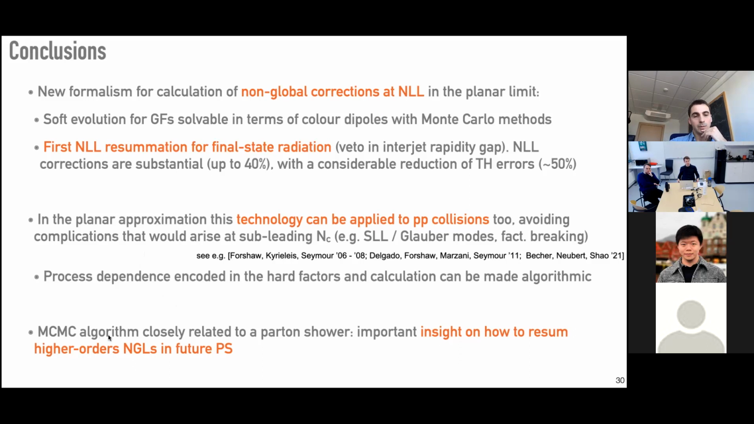Also, an important conclusion is that having a theoretical description of next-to-leading log non-global corrections will provide a roadmap towards the implementation of this type of corrections in the context of parton shower algorithms, and therefore will give us an important insight on how to formulate a new generation of these tools, envisioning higher precision in this type of simulations. Thanks very much.